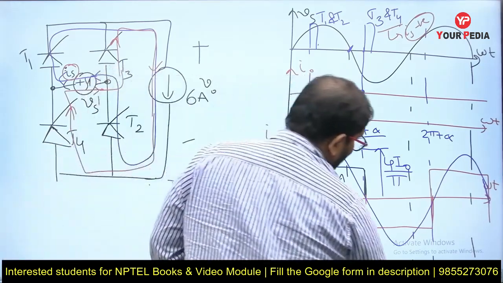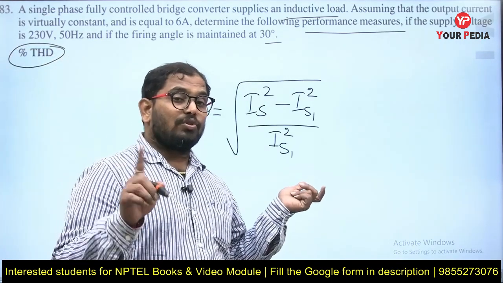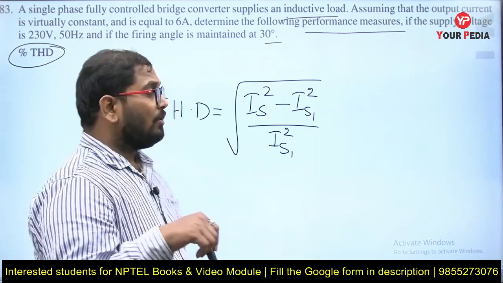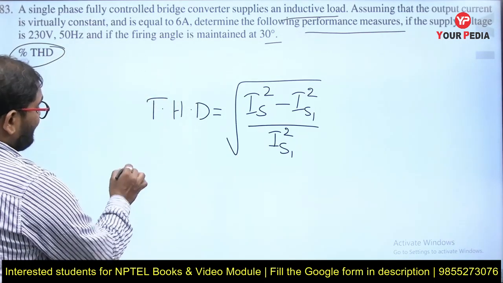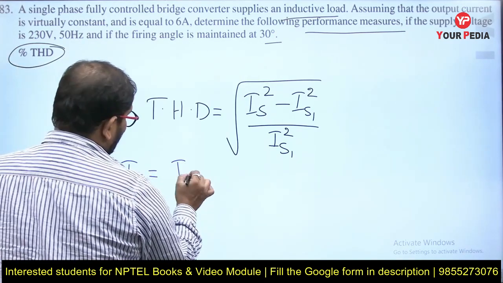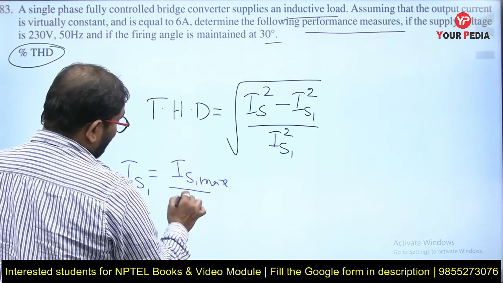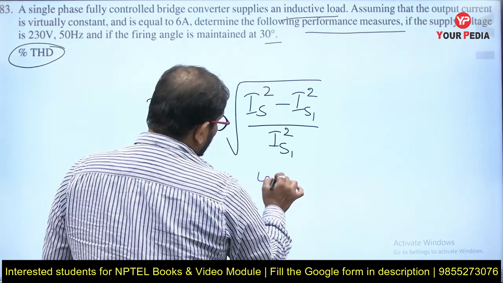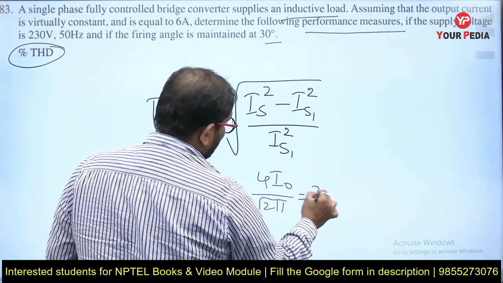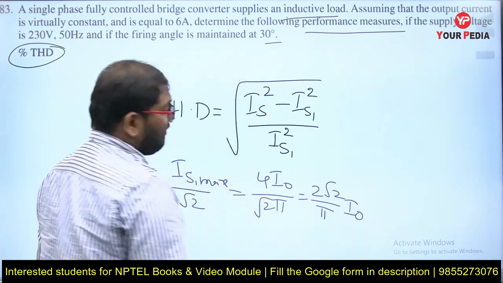But what current do we require for calculation of THD? We require the fundamental source current RMS value. But here we got a maximum value, that too a sinusoidal value. So what is the value of the fundamental RMS source current? It will be the fundamental source current maximum value divided by root 2. The maximum value we got is 4 I0 by pi. So dividing by root 2, this becomes 2 root 2 by pi I0.